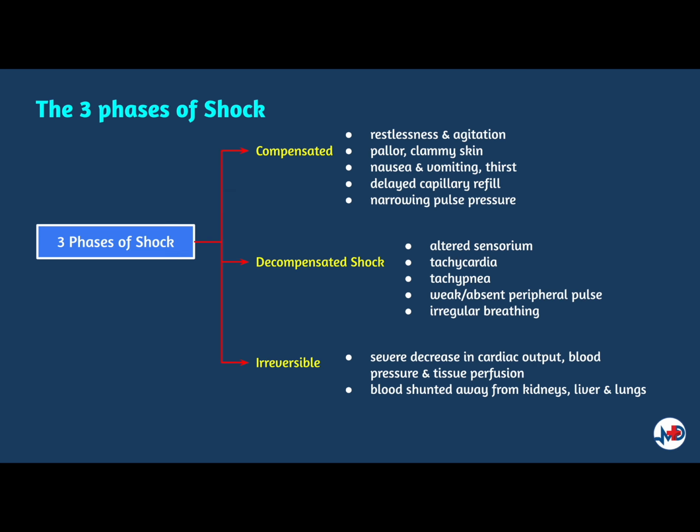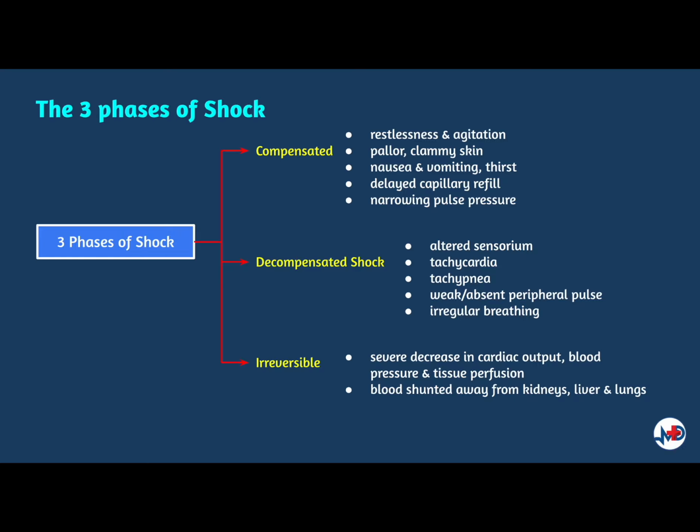Next would be decompensated shock, which is defined as the late phase of shock in which the body's compensatory mechanisms are unable to maintain adequate perfusion to the brain and vital organs. So this happens when there is decrease in blood volume more than 30%. The signs and symptoms of decompensated shock include alteration in mental status, tachycardia, tachypnea, weak to absent peripheral pulses, a decrease in body temperature, and cyanosis.